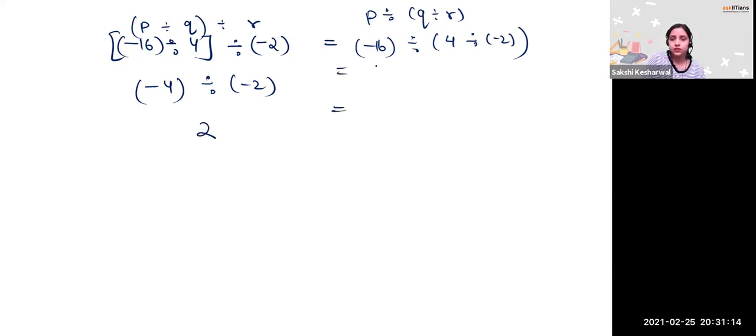Now you just see this. This is negative 16 divided by 4 divided by minus 2. So it is what, beta? Positive number divided by negative number, so your answer will be negative 2. Now, negative divided by negative will be positive, but 16 divided by 2, your answer is 8. So 2 is not equal to 8. So we say that it is not associative under division also, right?